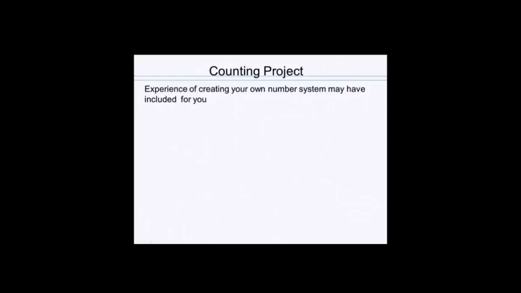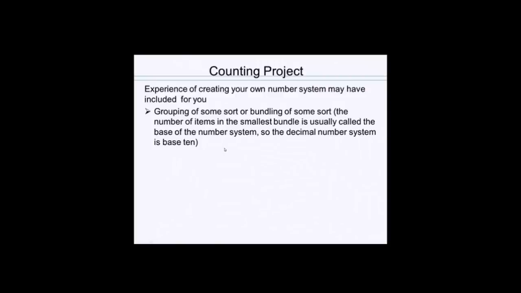In this lecture, we are assuming that if you are watching this lecture, you have at least attempted the counting project that was assigned to you in the previous lecture. The counting project asked you to take 25 to 30 toothpicks and count them using numbers or symbols of your own and not your normal base 10 system, decimal system that you're used to counting in. The experience of creating this amongst different students and groups probably shared some similarities.